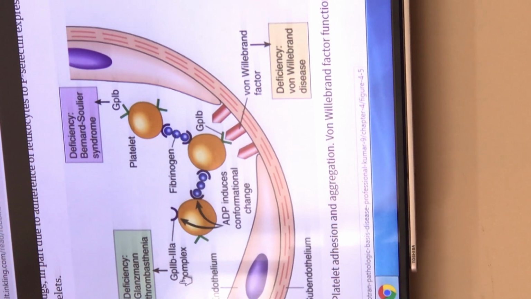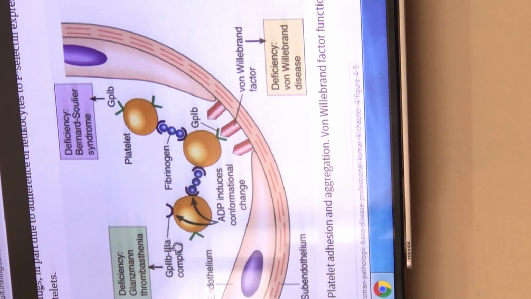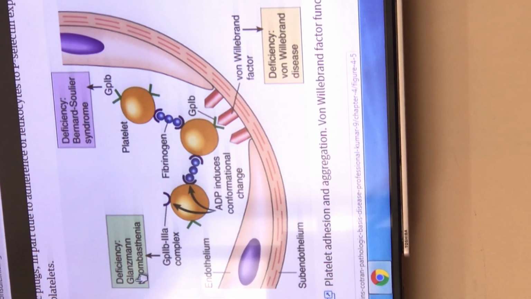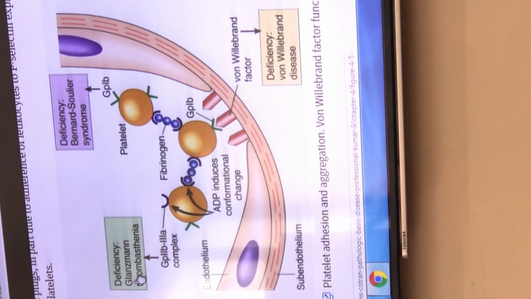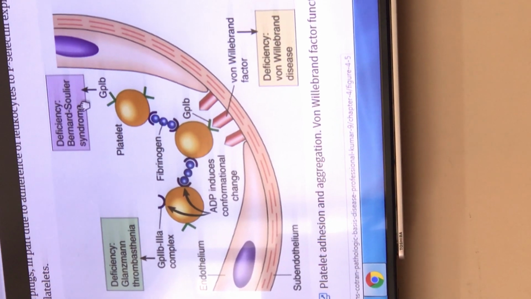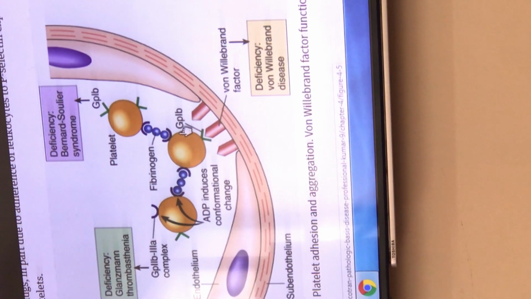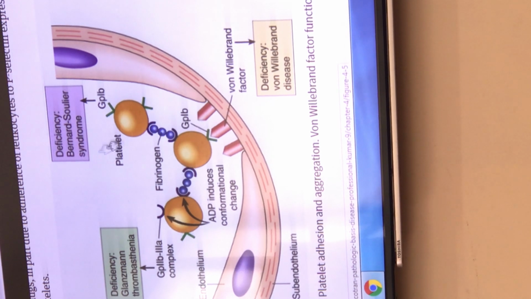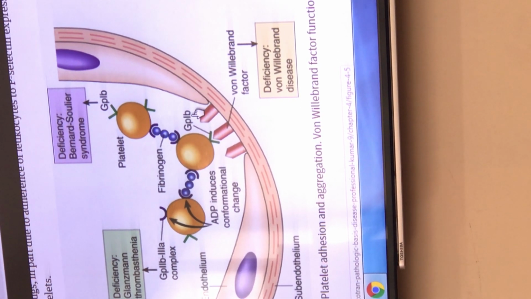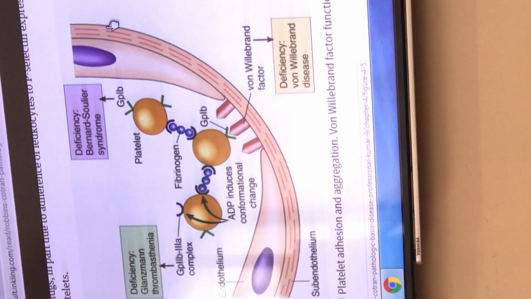If you want to memorize this, GP2B3A is important for aggregation. So aggregation, the disease is Glanzmann. Both have G. Bernard-Soulier is for adhesion. After A is B. Adhesion, Bernard-Soulier disease. So GPIB deficiency, which is important for adhesion, the disease is Bernard-Soulier.